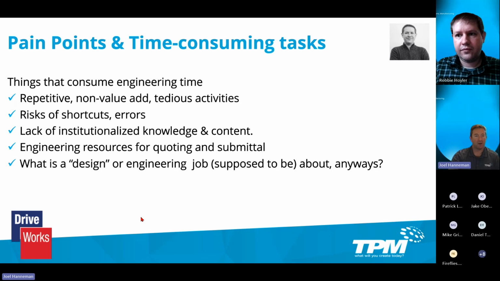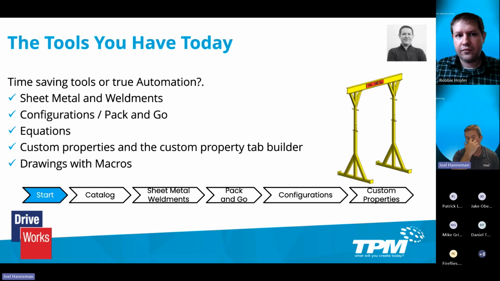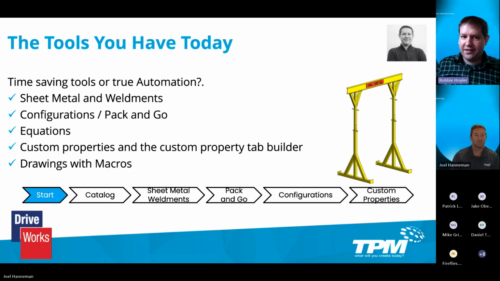So let's move on a bit and dive in maybe another level deeper. We now collectively acknowledge what our current work life is like. What are the tools we have available to us that we tend to use to make that go better? Yeah, so we've got time-saving tools in SolidWorks, right? But these are not automation tools. These are just quality of life tools that help us get the job done.